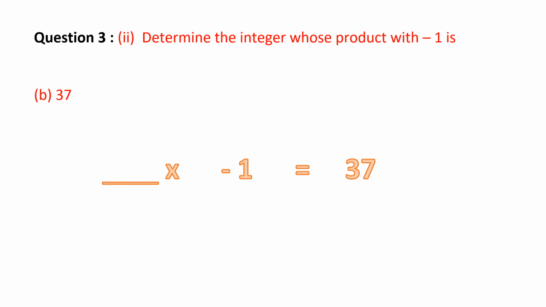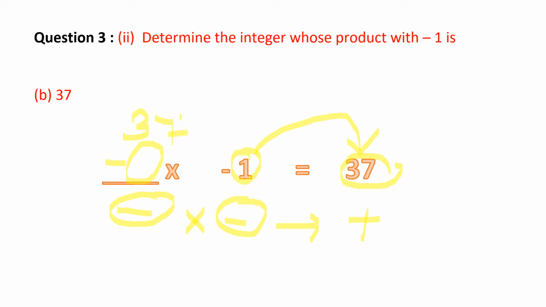Can you see we have a negative number here and we have a positive answer. To get a positive answer, a negative number should be multiplied with a negative number, right? Minus into minus is plus. So that means I need a negative integer here. Which integer should I take so that I can get 37? I know that when I multiply any number with 1, I get the same number. So I need to multiply 37 with 1, and 37 into 1 will give me 37.